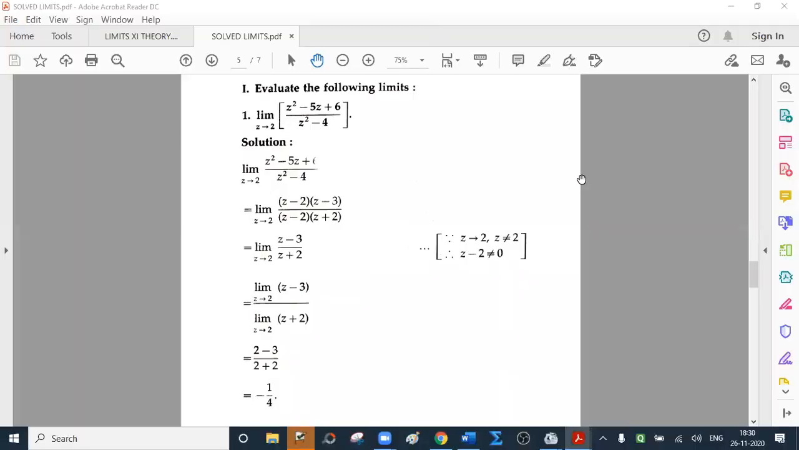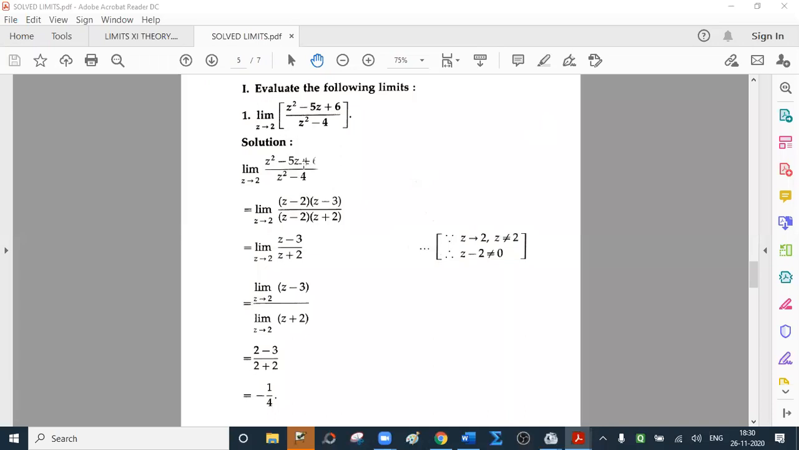Now exercise 7.2, first sum. This basically is based on method of factorization. So we find the factors both in numerator and denominator. We cancel the factor which is giving 0 by 0 form. So the first one, limit z tends to 2 of z square minus 5z plus 6 upon z square minus 4, right? Now what are the factors?